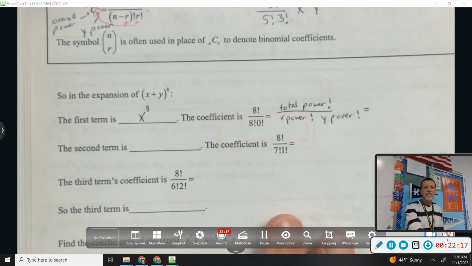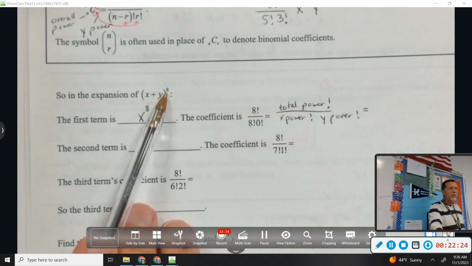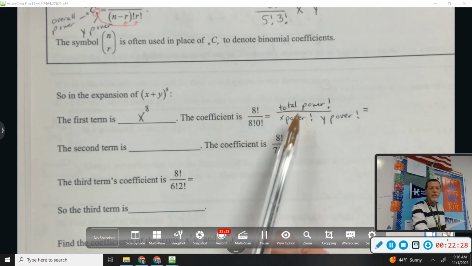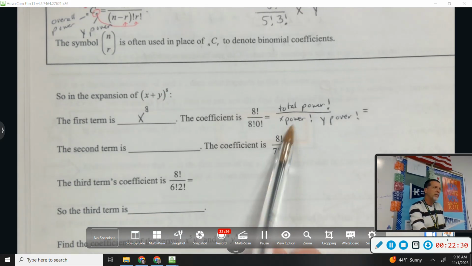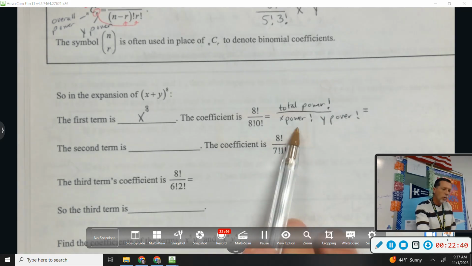But does it always work like that? It does. It's always the total power. So that top number is always 8, at least for the expansion of 8. And then the bottom one is going to be changing because we know the x power is going down, 8, 7, 6, 5, 4, as the y power is going up, 0, 1, 2, 3, 4, 5. Wait, are the x and y powers being multiplied? Their factorials are being multiplied.